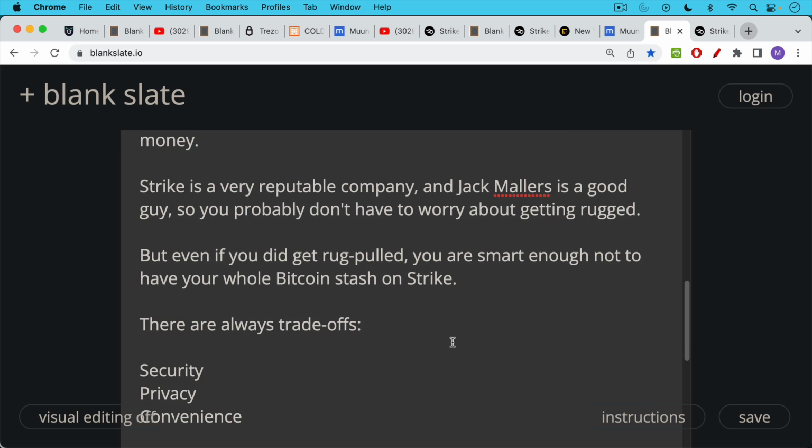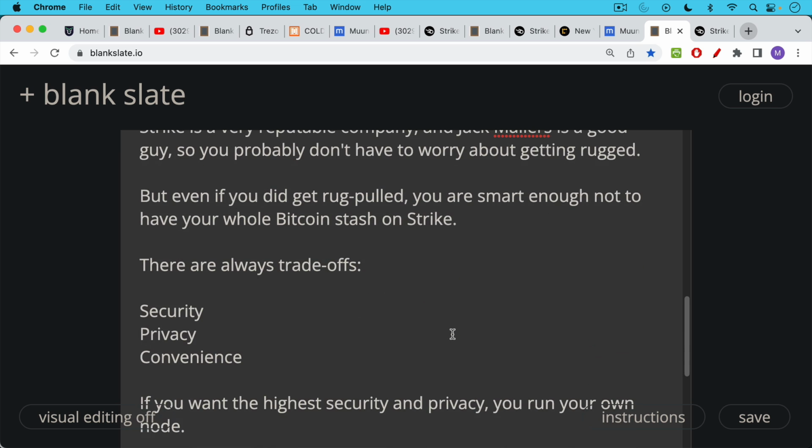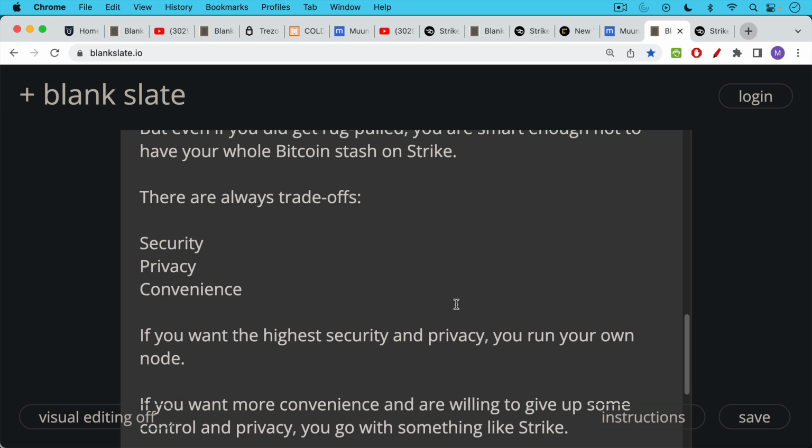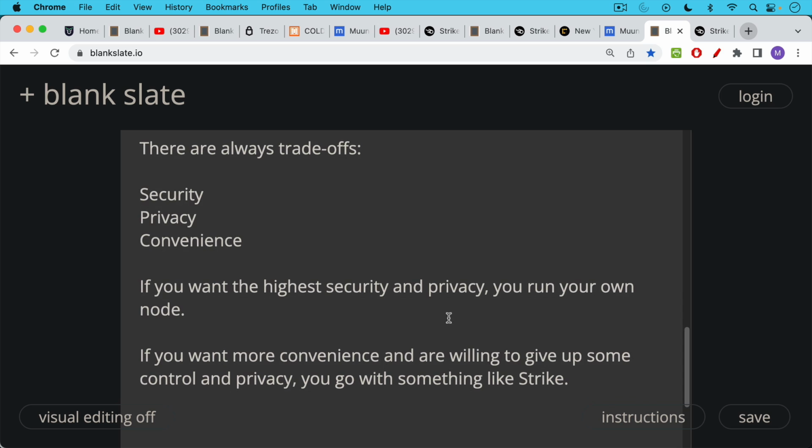So as I said, there are always these trade-offs between security, privacy, convenience. If you want the highest security and privacy, you're going to run your own node. You're going to buy non-KYC Bitcoin. You're going to do CoinJoin and all these techniques that I teach in my paid courses. But if you want to just replace PayPal with something that uses Bitcoin, you want more convenience, and you're willing to give up some control and privacy, it makes sense to go with something like Strike instead.